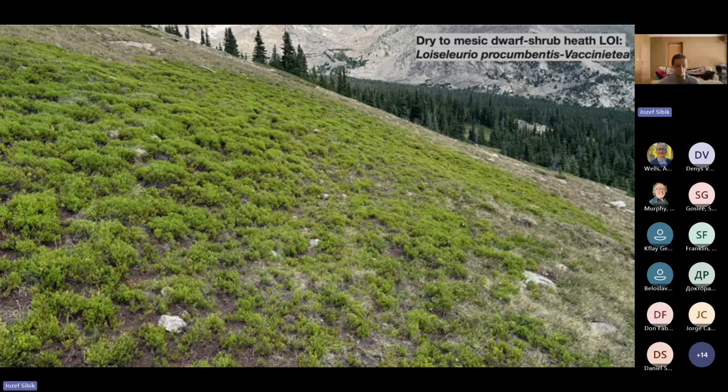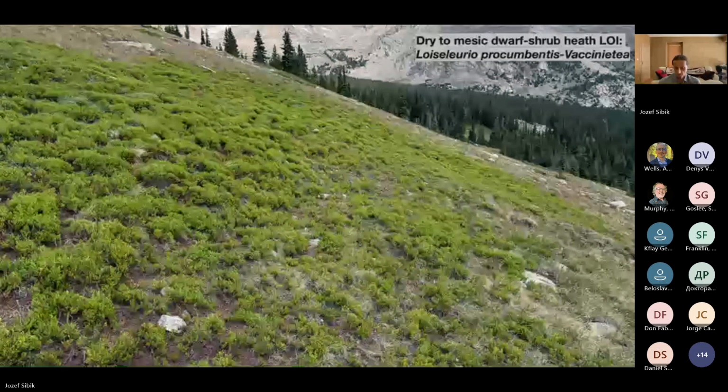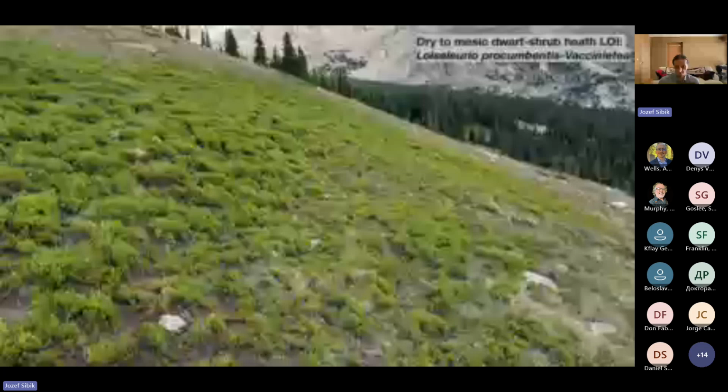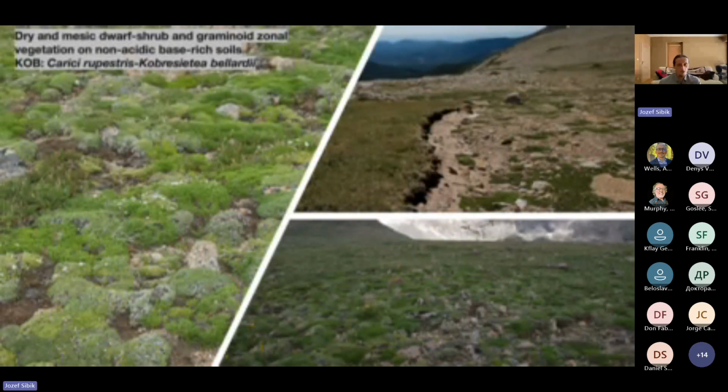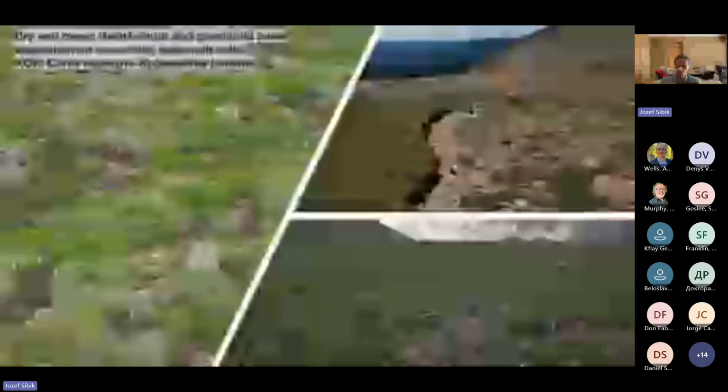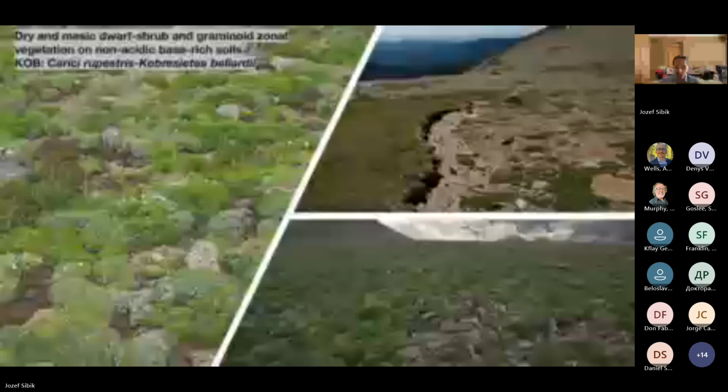These are mainly dominated by Vaccinium scoparium and other Vaccinium species. There is more variability of Vaccinium species in the Rocky Mountains and Arctic. Here are other examples of Carex rupestris, Kobresia bellardii, fell-field tundra, but also Kobresia grasslands. We can see a different pattern.